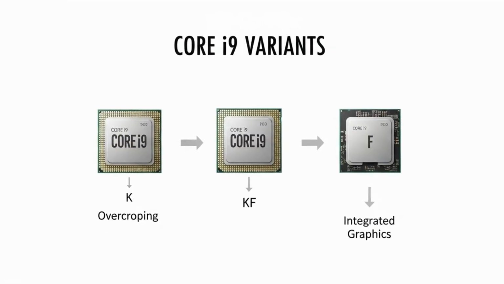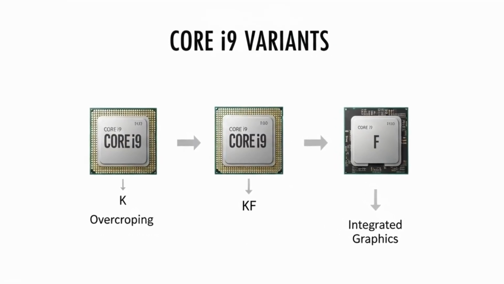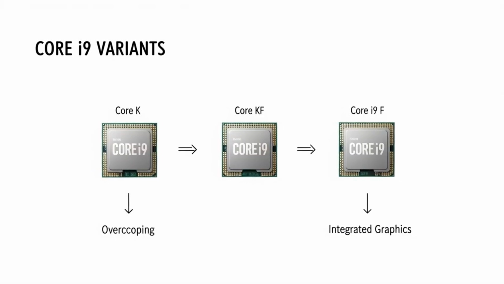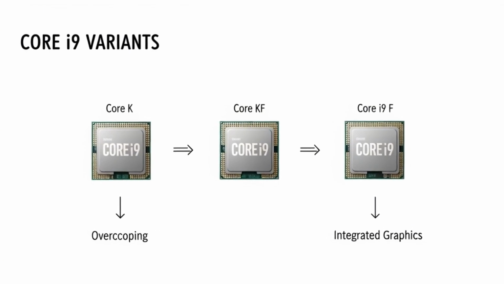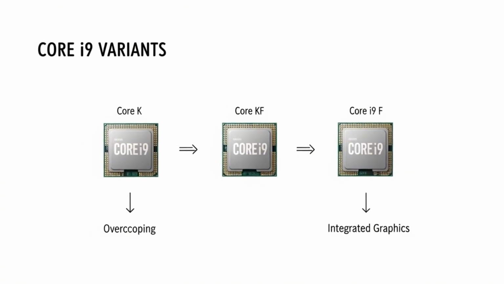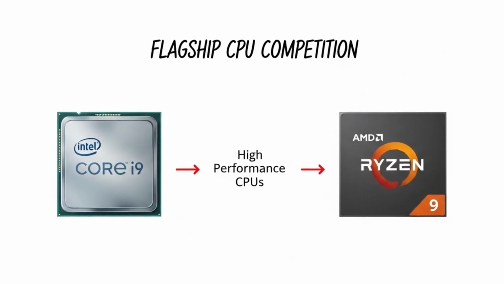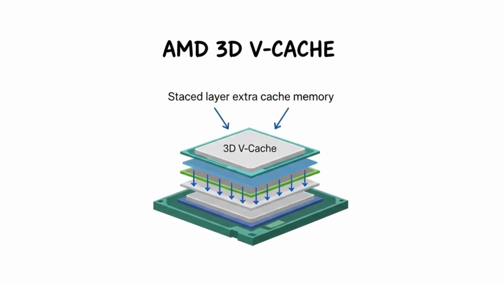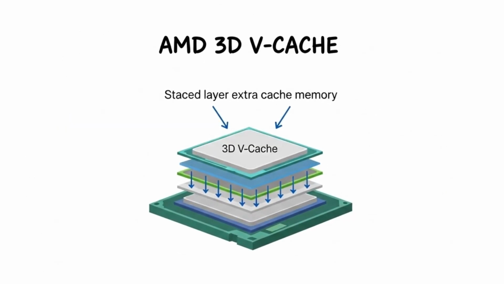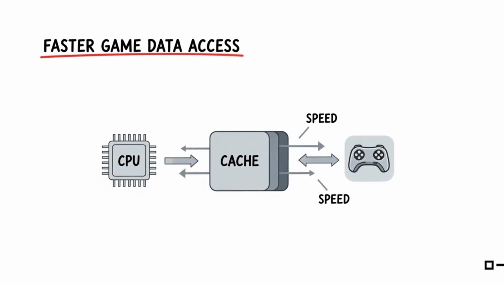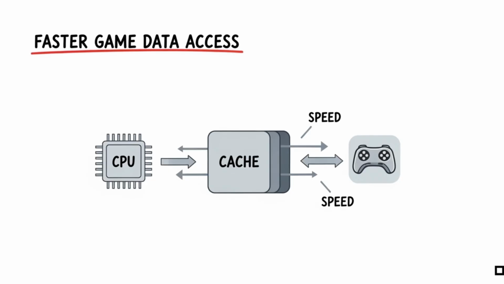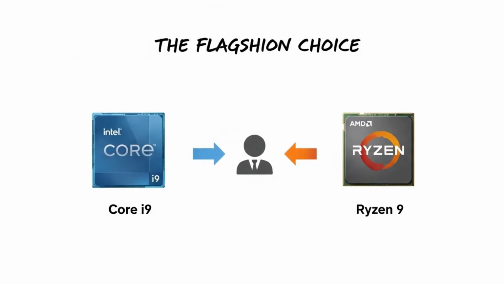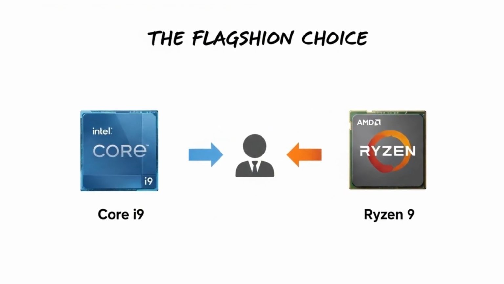The suffix system mirrors those of the i7, with K, KF, and F variants being common, all offering the same overclocking or integrated graphics options. However, the conversation around the top tier has shifted. While the Core i9 is undeniably powerful, many gamers and professionals are now looking at AMD Ryzen 9, particularly the X3D variants. AMD's 3D cache technology stacks additional cache memory onto the processor die, which can provide a massive performance boost in games by allowing the CPU to access frequently used data much faster, often without a significant increase in power consumption. This makes the choice at the flagship level more nuanced than ever before.